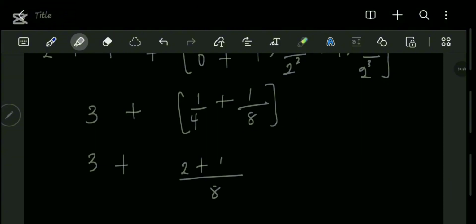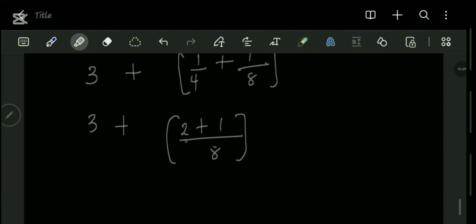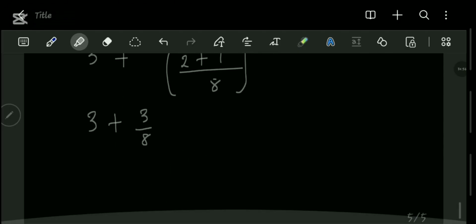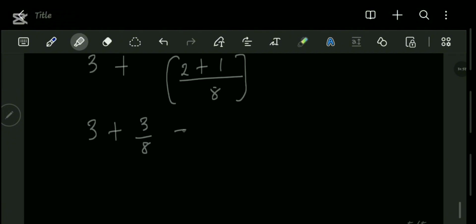And 1 times 1 is 1. Remember, this is the decimal number part. So this is 3 plus 3 over 8. Your answer could be in this form, that is 3 whole number, 3 over 8.